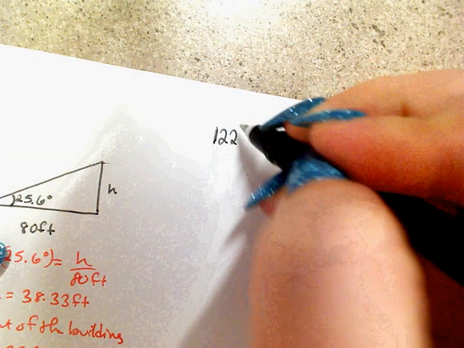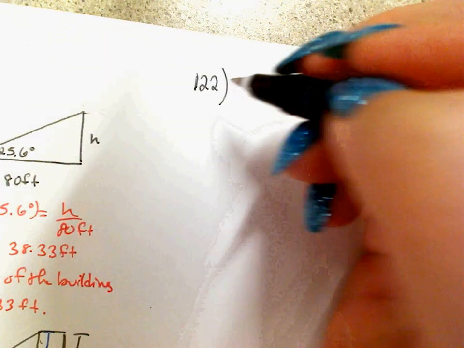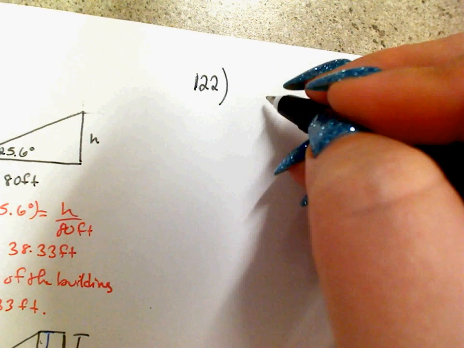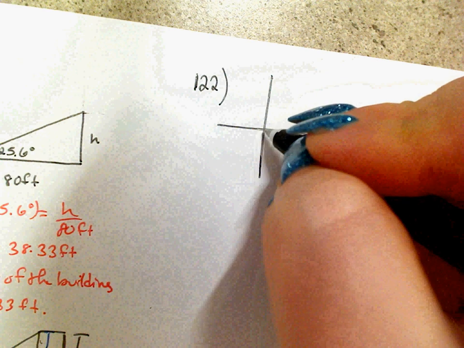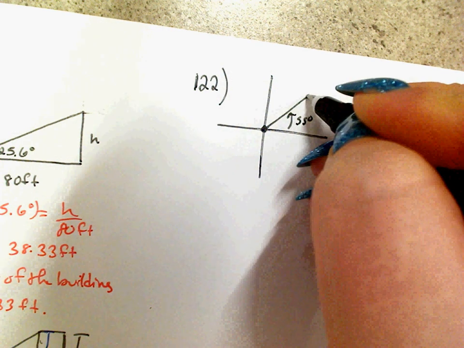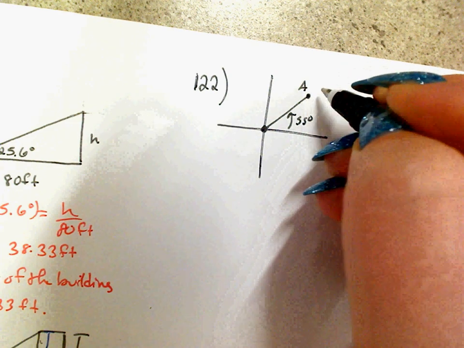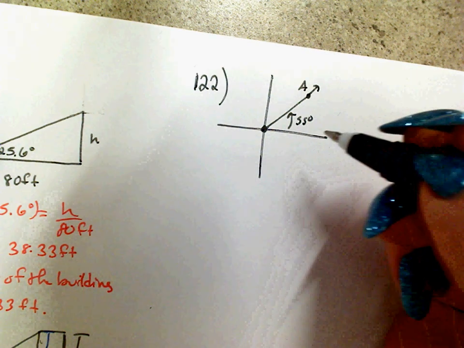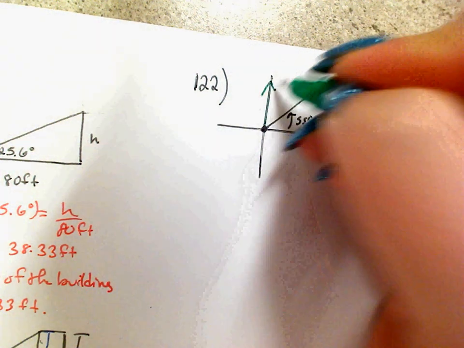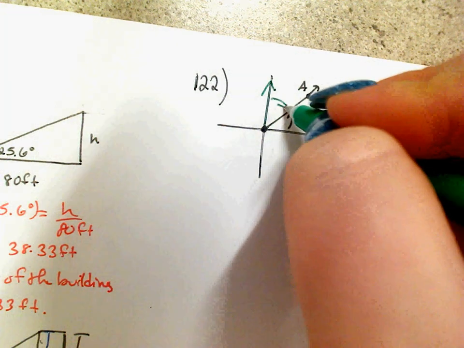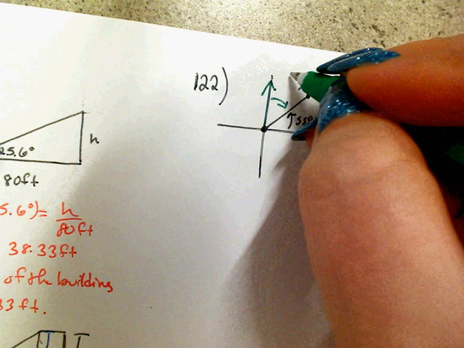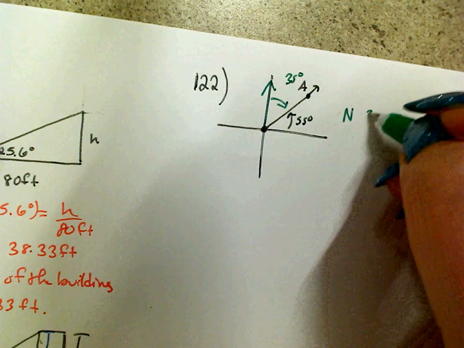So 122, it says use the figure shown to find the bearing from O to A. So it gives me this right here, where the origin is right here, and this is 55 degrees, and this is A. The question is, what's the bearing from O to A? So bearing is always north or south, and then east or west, so you have to go north, and then you have to swing this many degrees east. And so if that's 55, then 55 plus 35 gives me 90, so it's north 35 degrees east.